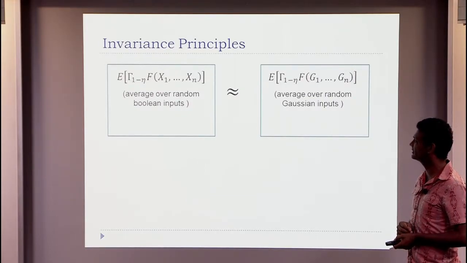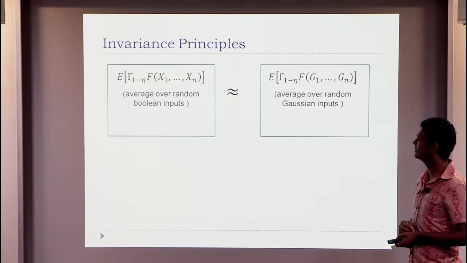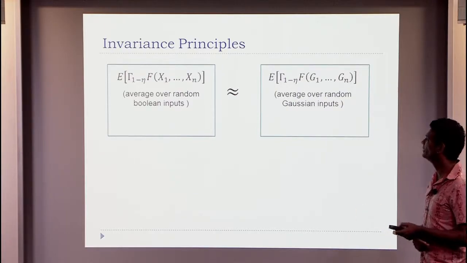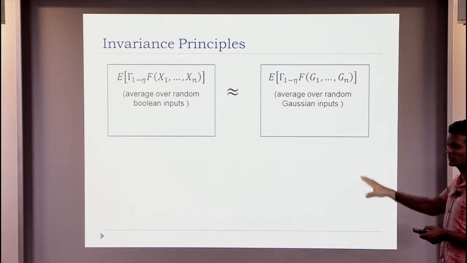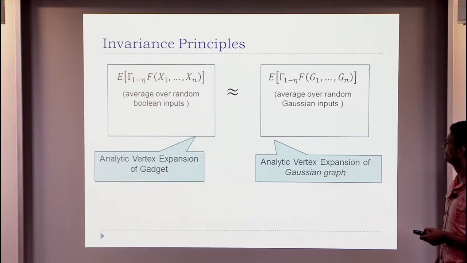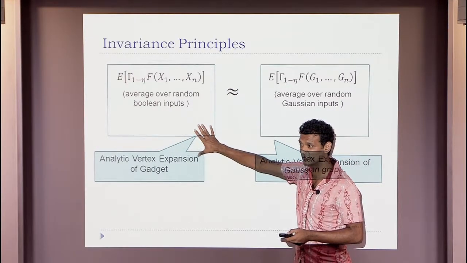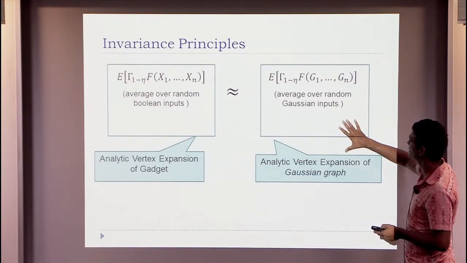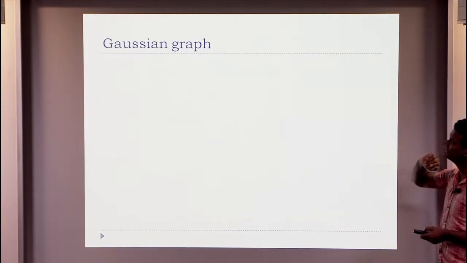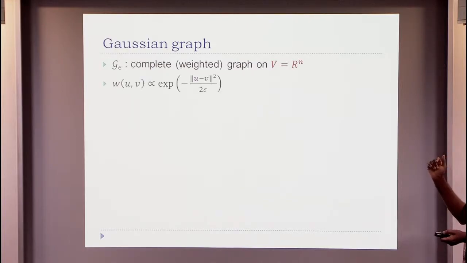I won't try to summarize a lot of work in more than this, but okay. So for us, this will be the analytic vertex expansion of the gadget, the powered up gadget, and this will be the analytic vertex expansion of a Gaussian graph. So what's this Gaussian graph we're talking about?